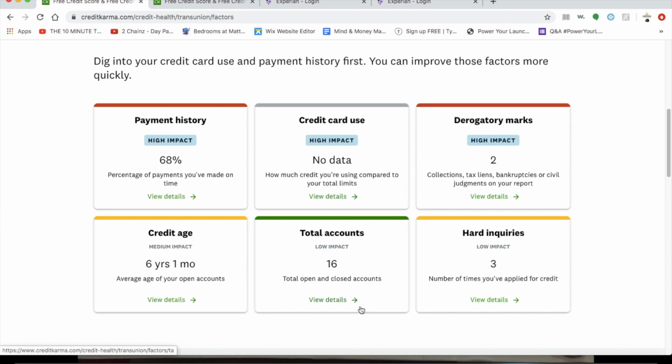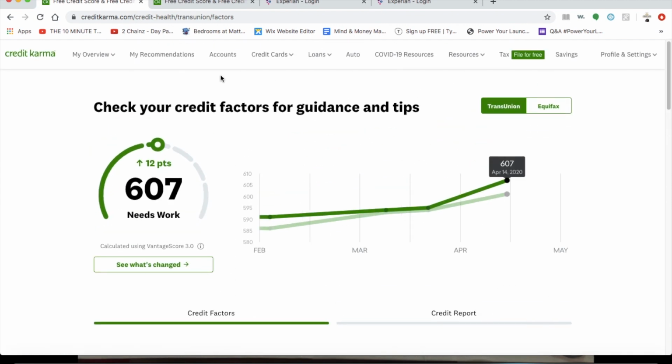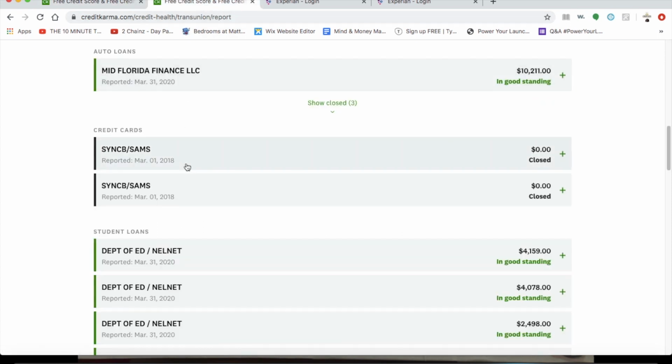Total accounts, this means anything that's opened, anything that's closed, you'll see that there. In hard inquiries, anytime that you have applied for credit, you're going to see that there, right? Pretty simple. Then you can go ahead and click on credit report, and it's going to take you to this tab where you can actually see your report in full.